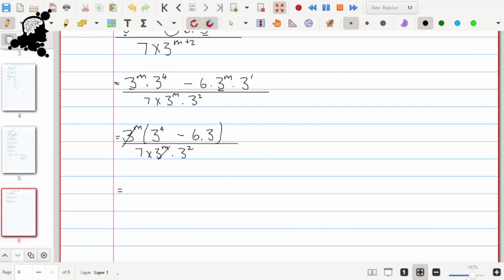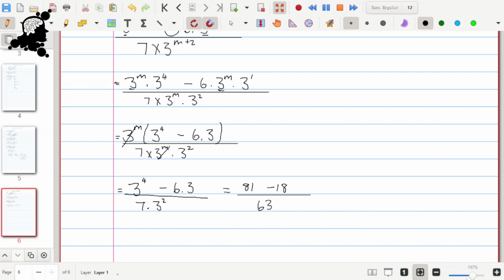So we're going to remain here with 3 to the power 4 minus 6 times 3 divided by 7 times 3 to the power 2. You can go ahead and write this out on your calculator. You'll have something like 81 minus 18 divided by 7 times 3 squared, that's going to give you 63.